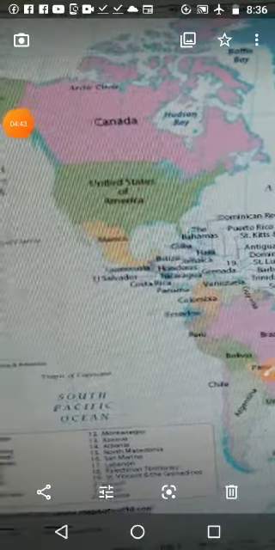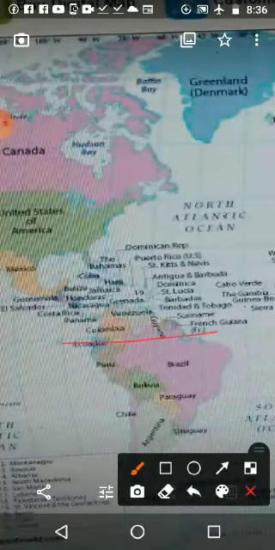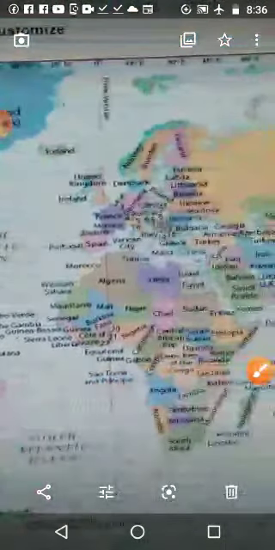Okay, let us see here. This is the equator, 0 degree, and it is passing like this. And let us go and see here, that line is passing, and we want to find out the names of the countries.